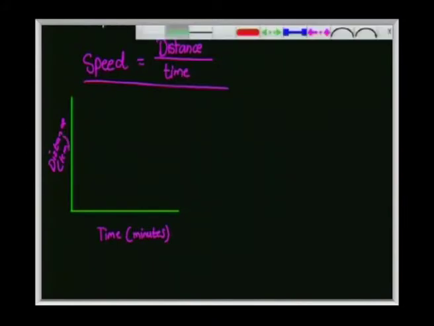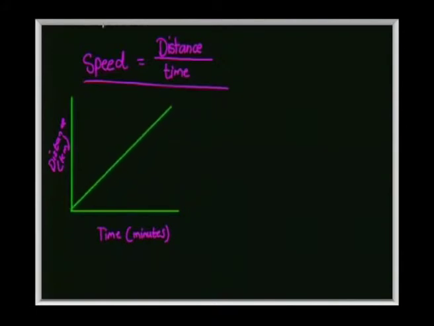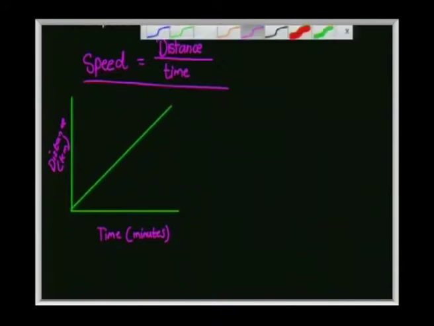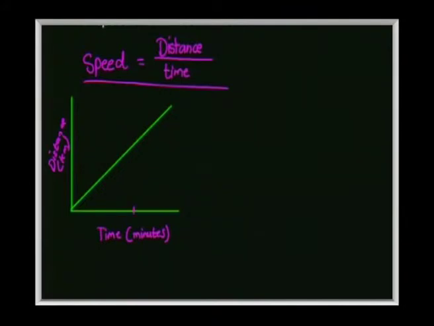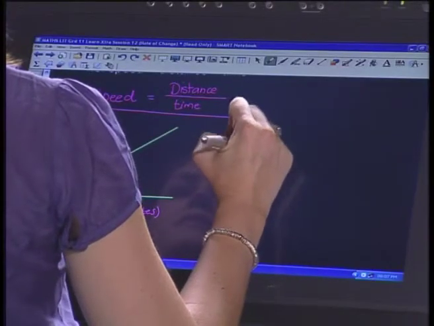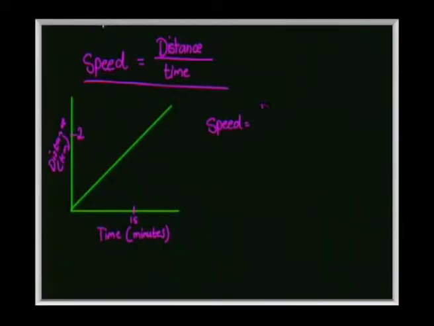I'm going to say that we walk at a constant rate and it takes us 15 minutes to walk, and I don't have space here, so I'm going to write it on the inside, 2 kilometers. And we want to work out our speed in kilometers per hour. First of all, we're going to say speed is equal to distance divided by time.